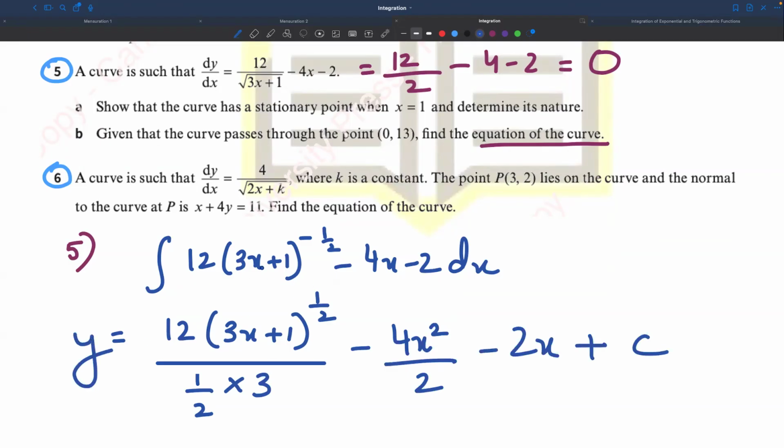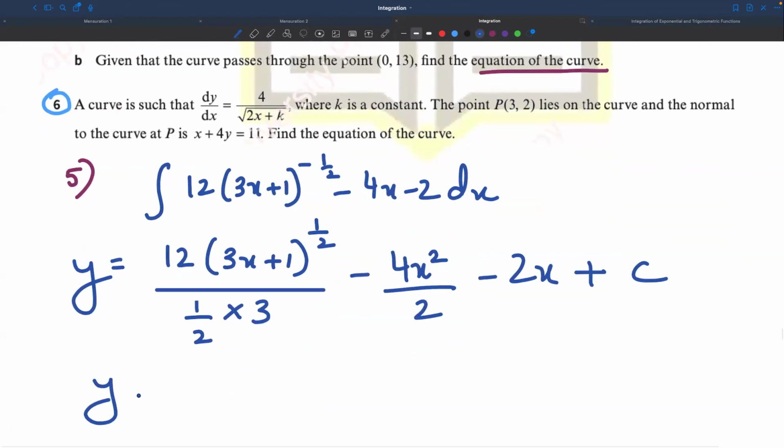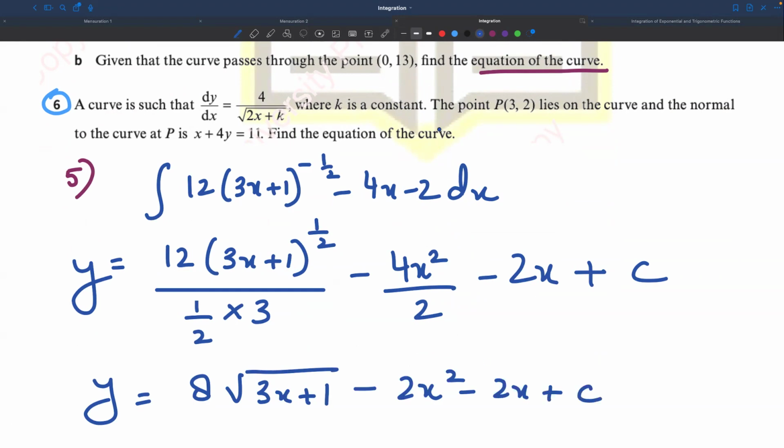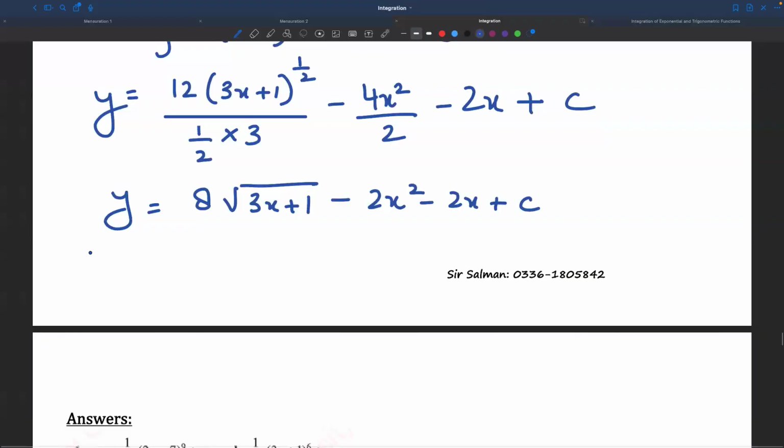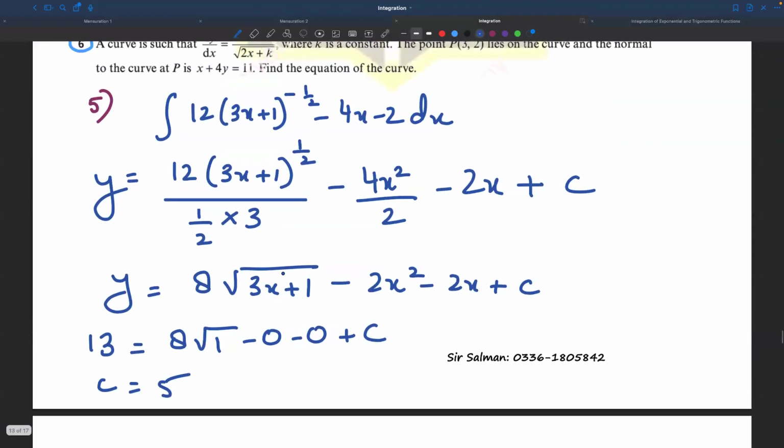ठीक है, the only new thing is this 3x plus 1 पे जब power आ जाए तो what we'll do. ठीक है, so this 2 goes in the numerator, becomes 24. 24 upon 3 is 8. So the equation becomes 8 into square root of 3x plus 1 minus 2x square minus 2x plus c. The x and y value are 0 and 13. तो मैंने यहाँ पे 13 डाला, 8 into square root of 1 minus 0 plus c. c is equals to 13 minus 8, 5, and that is it.